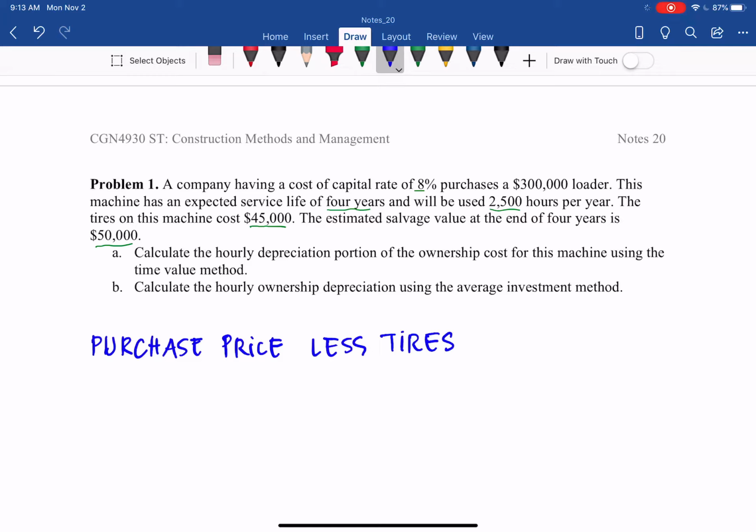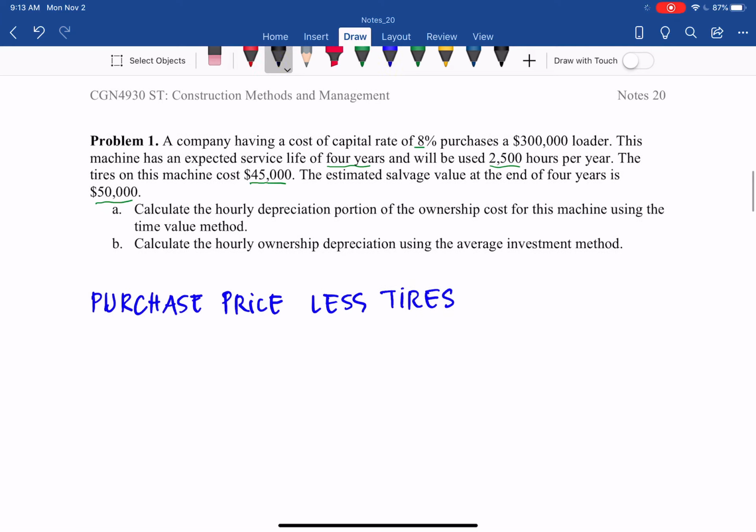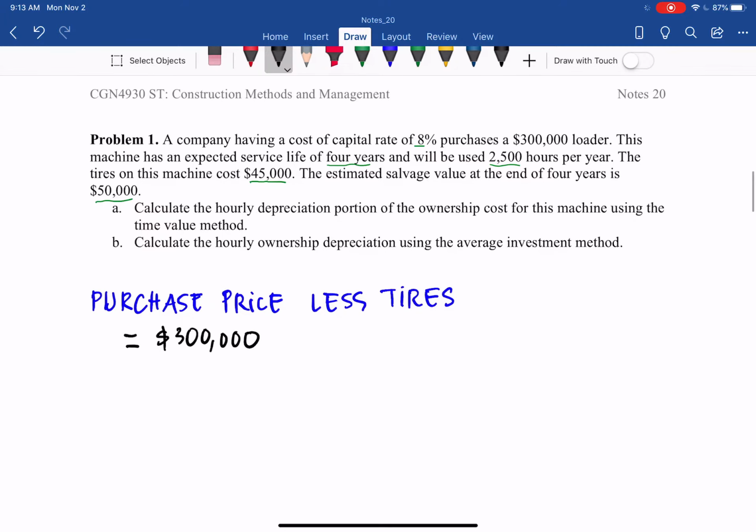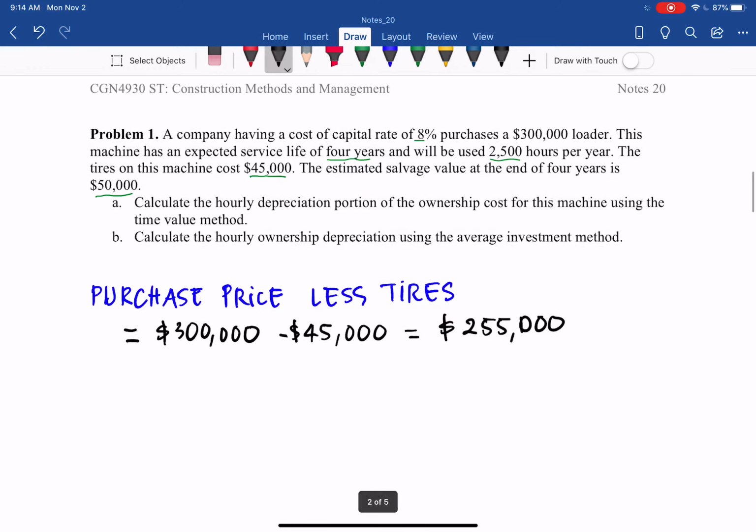So here it equals the original price of the machine, the loader, $300,000, subtract the tire cost of $45,000. So we have $255,000.